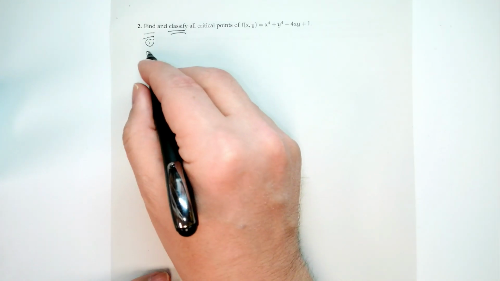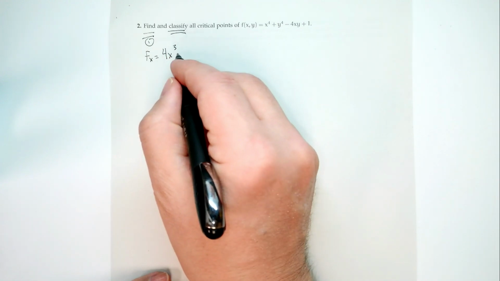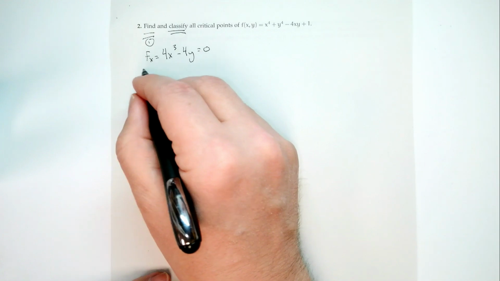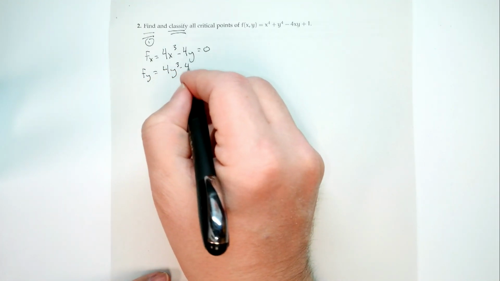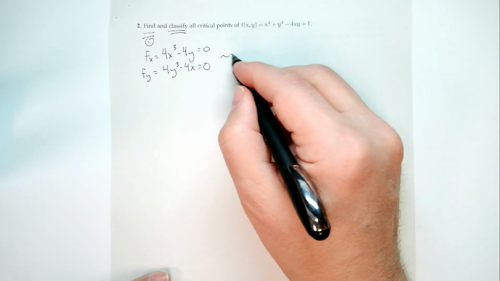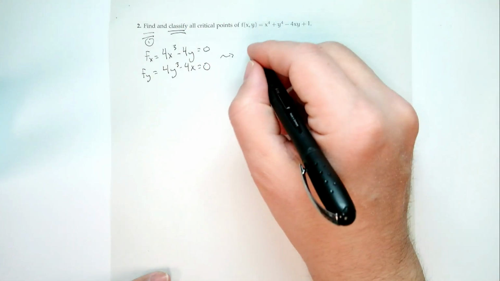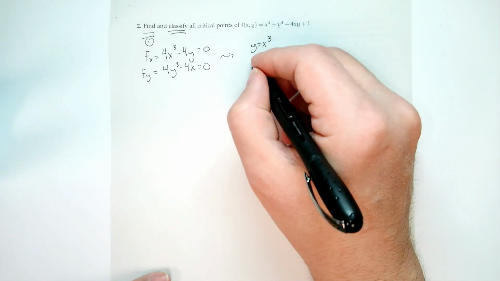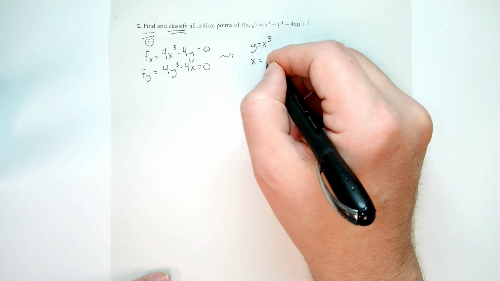Find always has to come first, so that's our step 1. So we look at our partial derivatives. F sub x, that's 4x cubed minus 4y. Got to set that equal to 0. And f sub y, well, that's 4y cubed minus 4x. Got to set that to 0. And we can clean that up. The first equation, divided through by 4, rearranged, tells us that y has to be the same as x cubed. The second equation says that x has to equal y cubed.